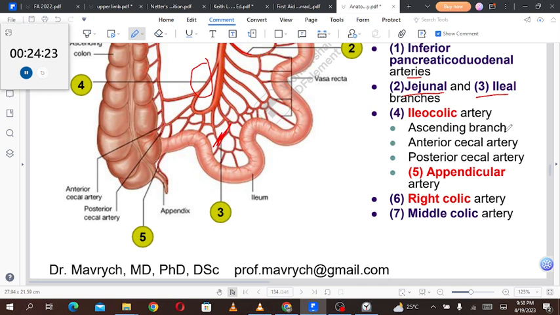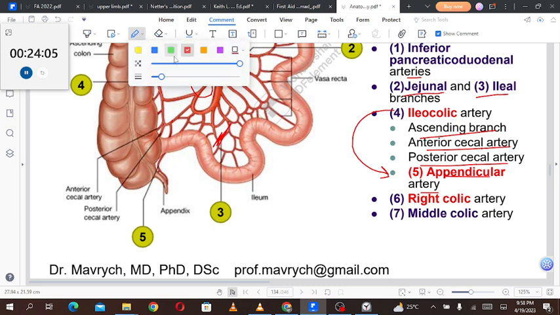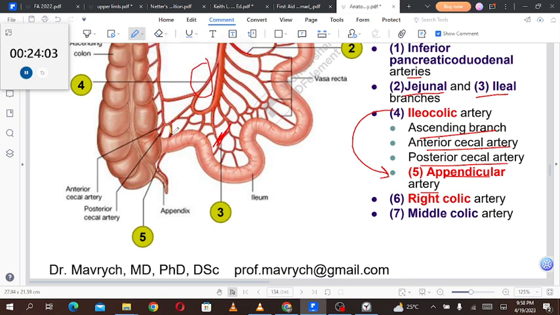So the ileocolic artery gives the ascending branch, the anterior cecal artery, the posterior cecal artery, and also from the ileocolic artery we get the appendicular artery. That is very important, but it is a sub branch of the ileocolic artery. So here we are getting the appendicular artery, like this artery. So there's an appendicular artery that's coming all the way down to the appendix over here, coming from the ileocolic artery.